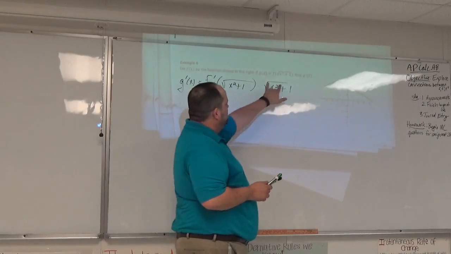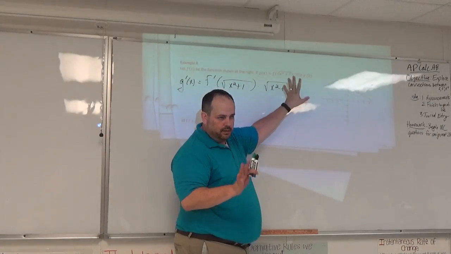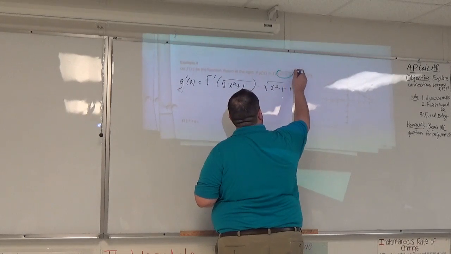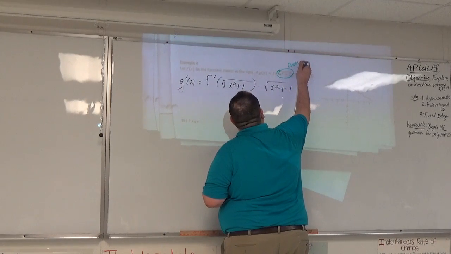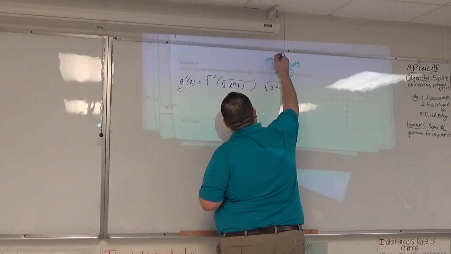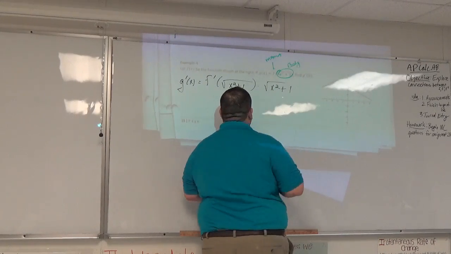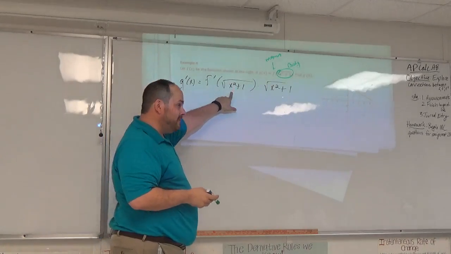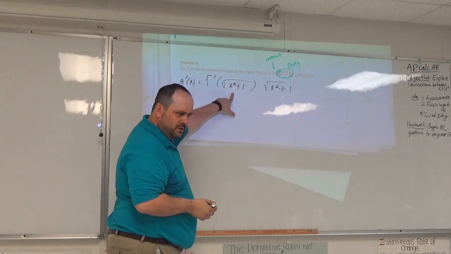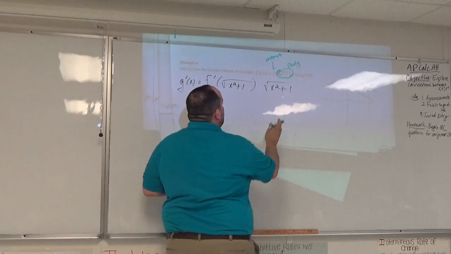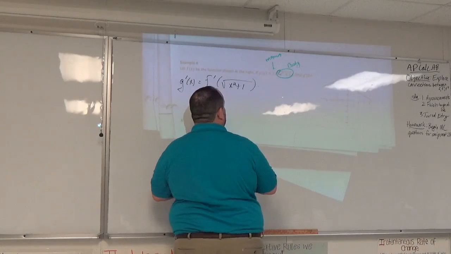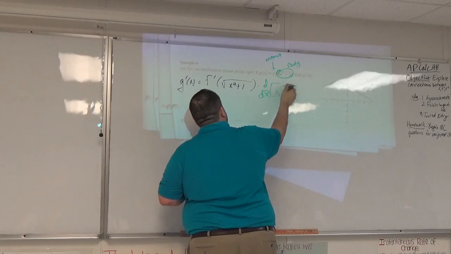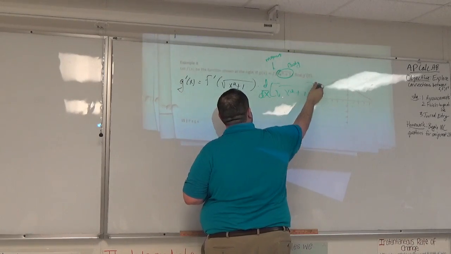Right. First of all, is this a chain rule? Yes. This is a chain rule. And the baby is the square root of x squared plus 1. And the mama is f. And so the chain rule says take the derivative of the mama, leave the baby alone. But then what does the chain rule say? Take the derivative of the baby. I've got to go and take the derivative of the square root of x squared plus 1?